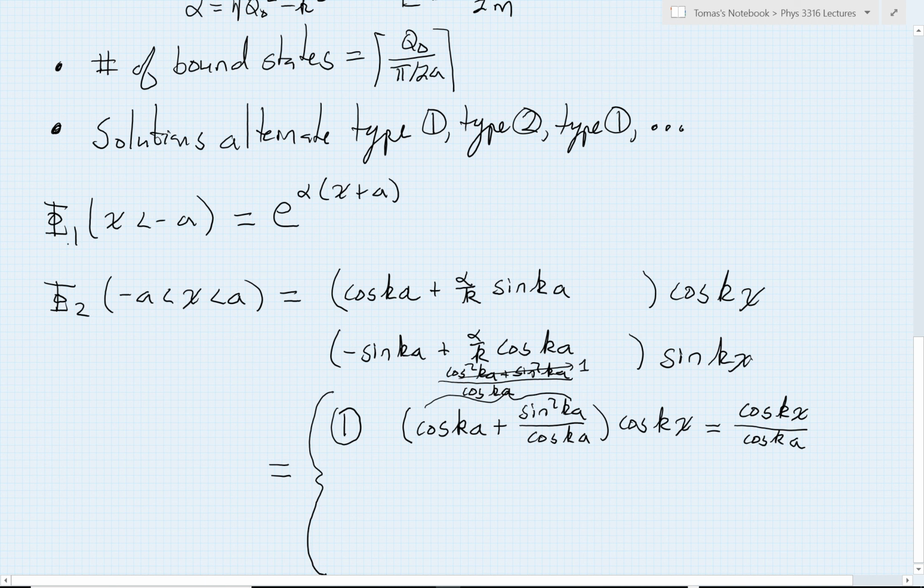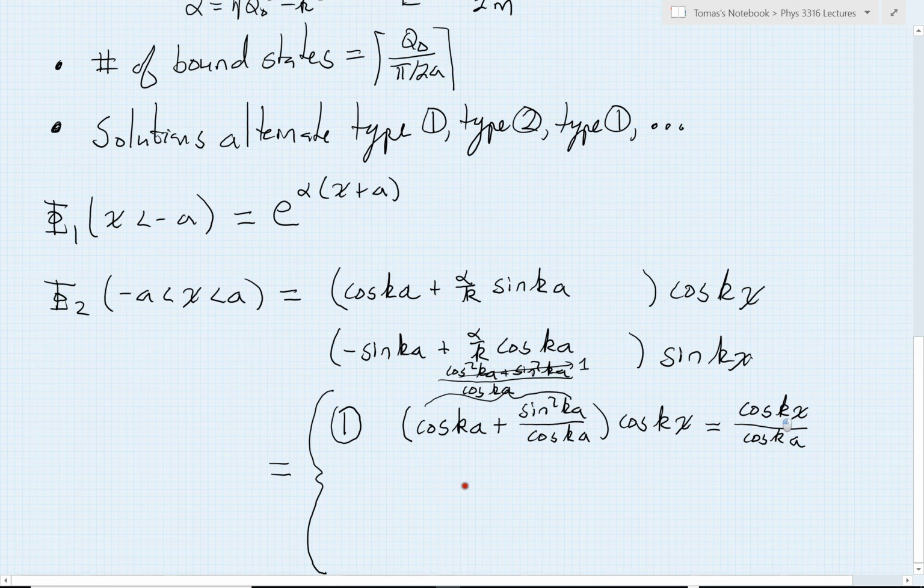up with phi 1. And phi 1 at x equals minus a gives me e to the 0, gives me 1. So this has to be designed specifically to give the value 1 when x has the value minus a, and the way to do that is to include the cosine Ka in the denominator. So it's a very pretty result, but really the most mysterious part is why just pure cosine for this type 1 solution. Let's now look at type 2.